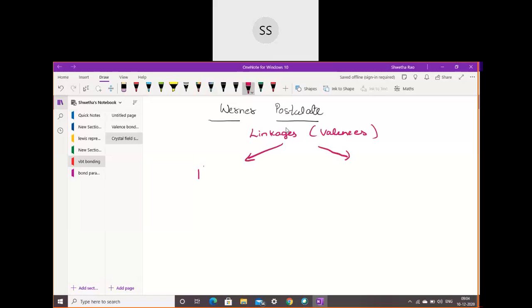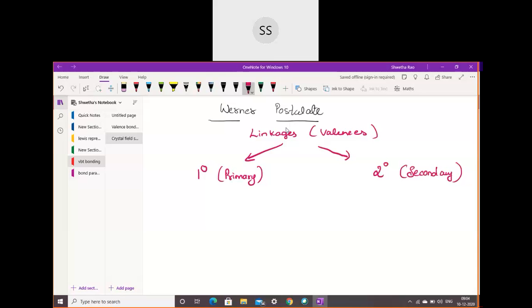One is primary and the other one is secondary. So I'm writing 1 degree and 2 degree. The 1 degree indicates it's primary and 2 degree indicates it is secondary. So two types of valences, primary and secondary. This will be the first postulate. It's very simple to actually remember.